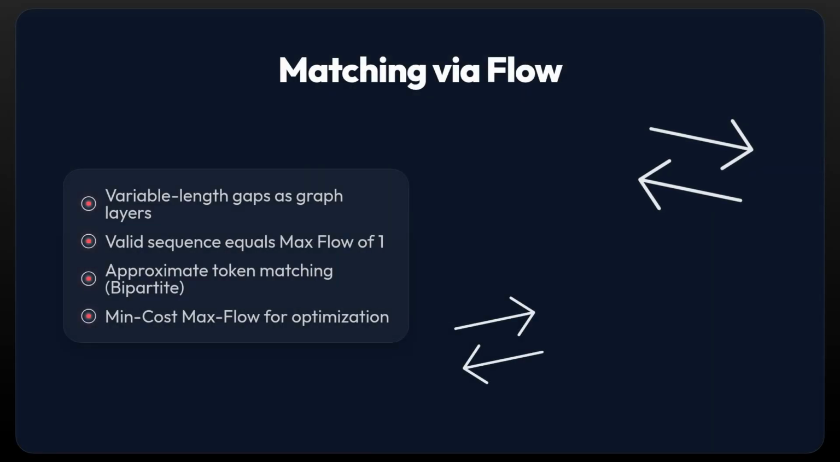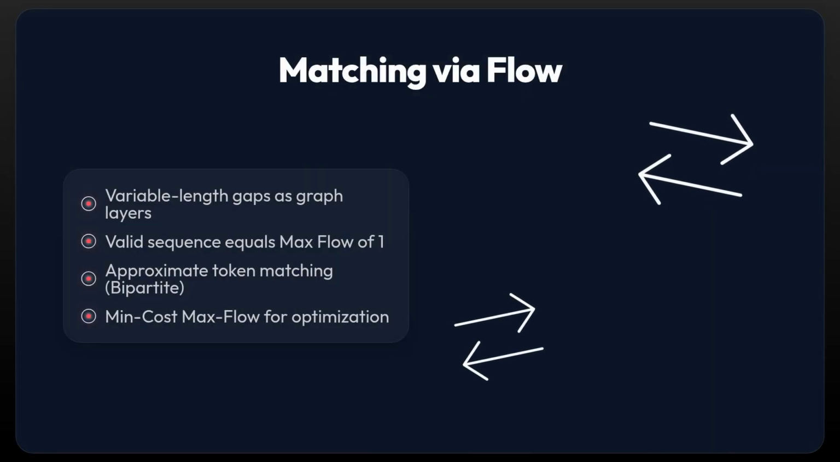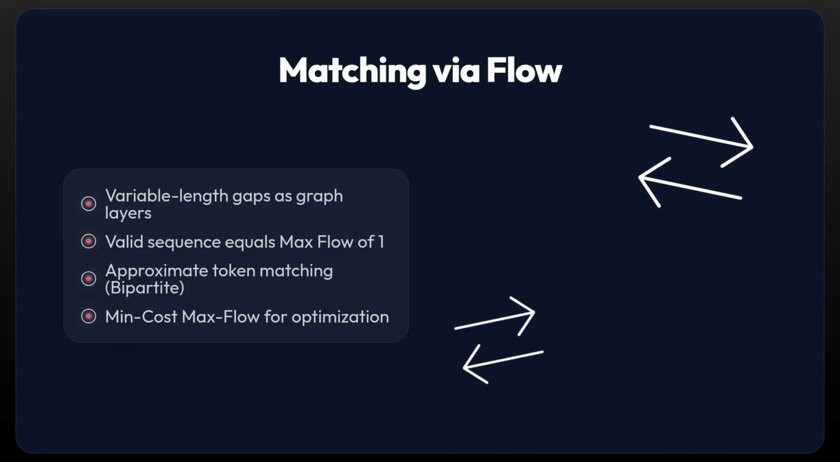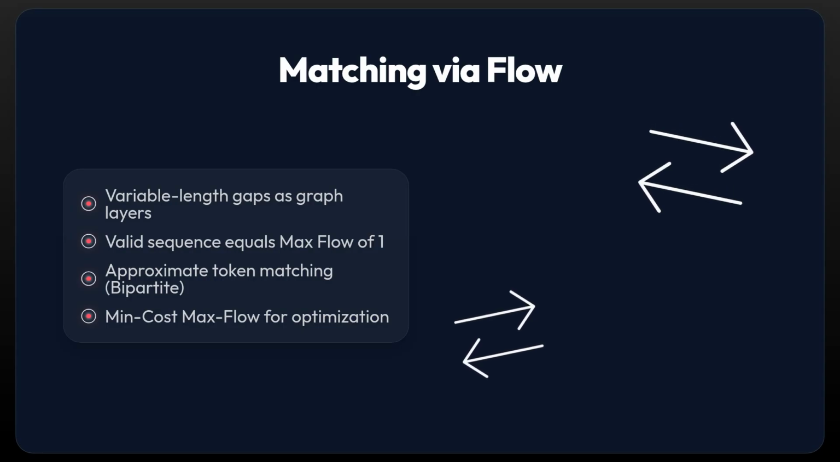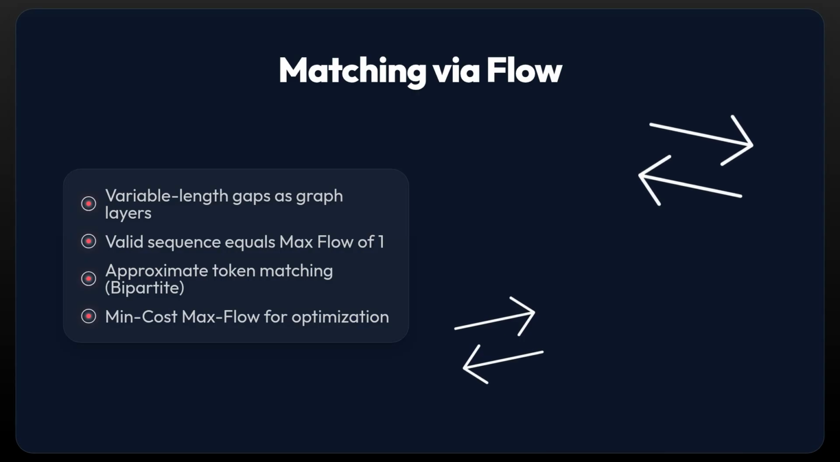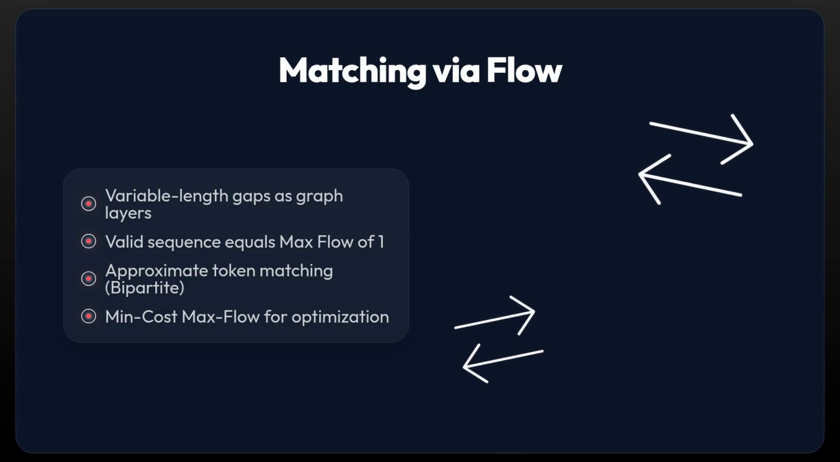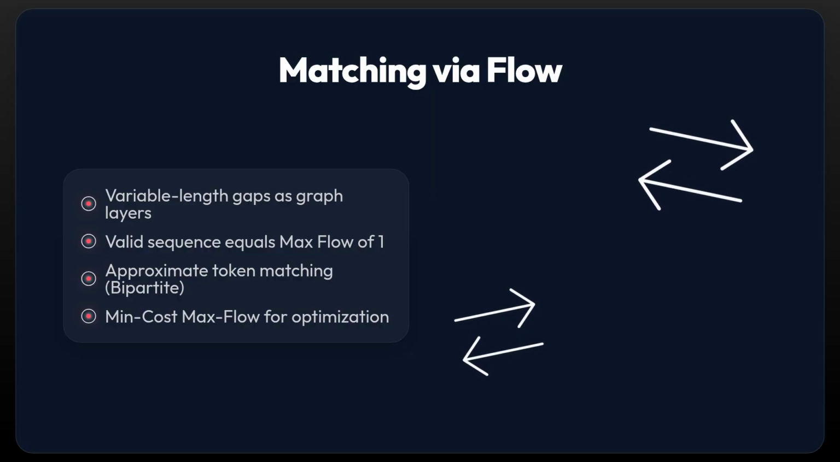Beyond assembly, we apply flow to complex matching. Pattern matching with variable length gaps, where the distance between characters varies, can be reduced to a maximum flow problem on a layered graph. Additionally, approximate matching, like aligning similar names, is modeled as a bipartite matching problem, solvable via min-cost max flow.